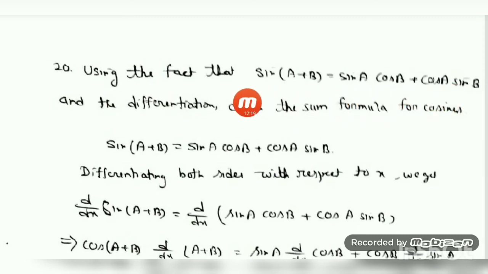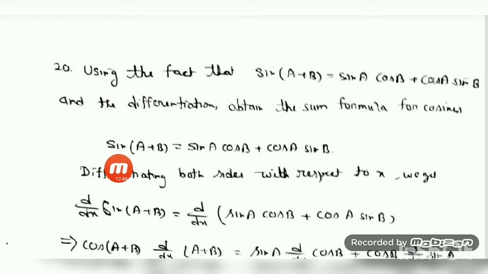In this question, it is asked to use this fact, and differentiation you have to use. And then, using differentiation and using this fact, we have to derive the formula of cosine. Cosine sum formula. What is the cosine sum formula? Hope you remember. That is what? Cos of a plus b. What is cos of a plus b? Cos a cos b minus sine a sine b. Let us find out now.